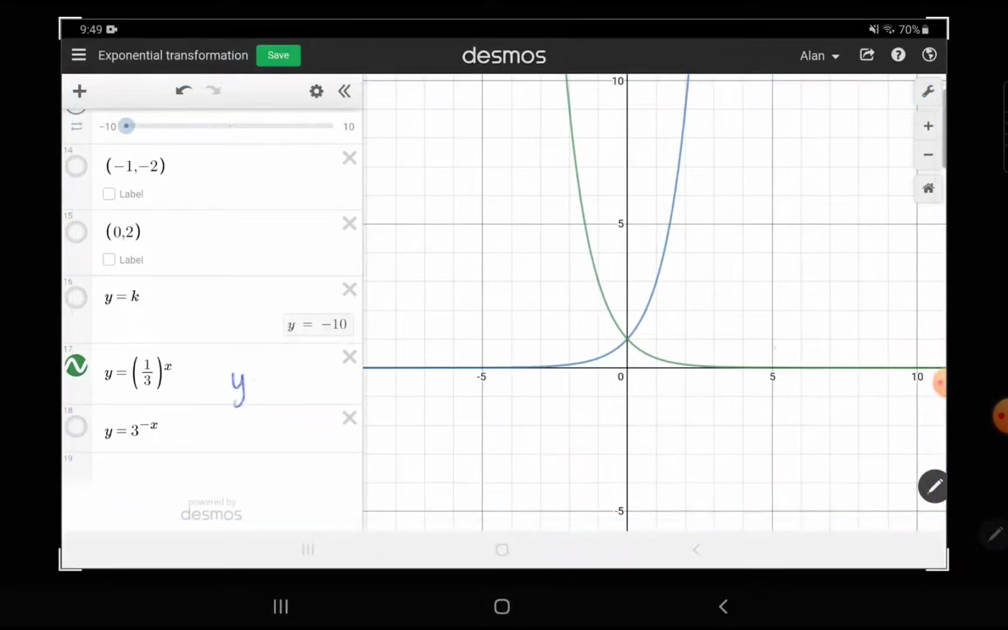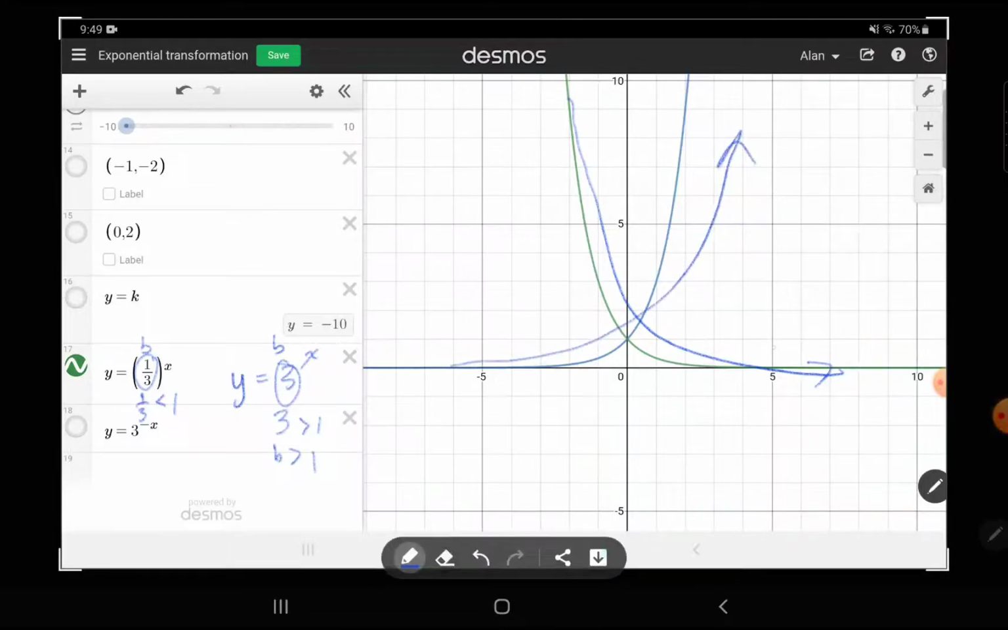compared with the y equals 3 to the x, this 3 is a value that's greater than 1. And the 1/3 is a value that's less than 1. So if it turns out that you have some kind of base value that is less than 1, we see that we're going to have an exponential decay graph. If that base value is a value greater than 1, then that's when you have the exponential growth graph. So do be aware of that.